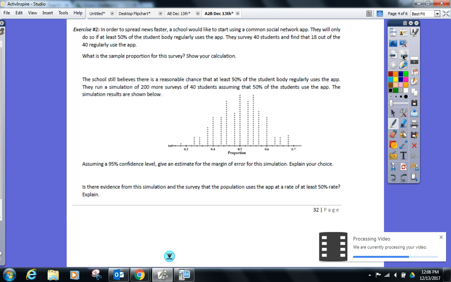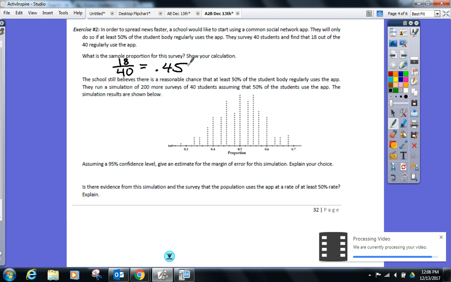Let me remind you what sample proportion is. Matt goes out, surveys 30, he comes back with his results. Alex goes out, surveys 30, comes back with his results. So how many did they go out and survey? 40, right? And out of those 40, how many said they'd use it? 18. So 18 out of 40 is your sample proportion. 0.45.